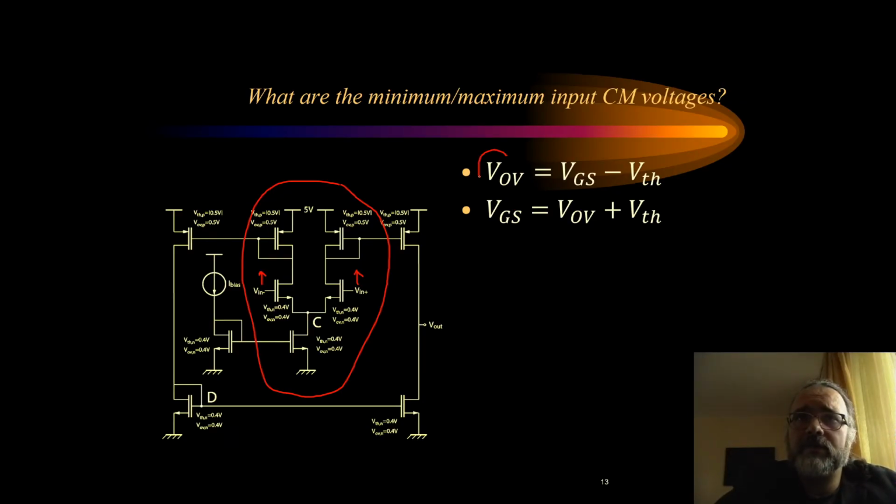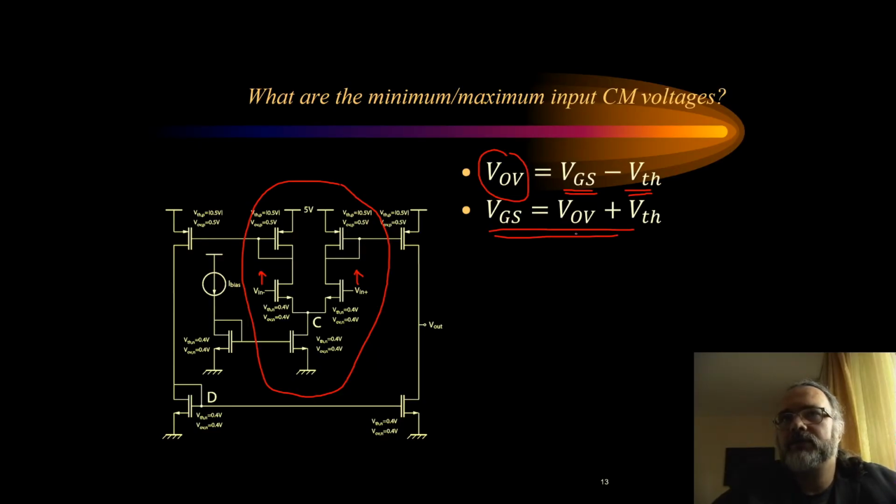Now first, the overdrive voltage. It is the gate source voltage minus the threshold voltage of a transistor. It shows how much the input gate source voltage is beyond the threshold voltage of the transistor. In other words, it shows how much the transistor is turned on. So a basic manipulation of this equation will lead to a basic definition of the gate source voltage.